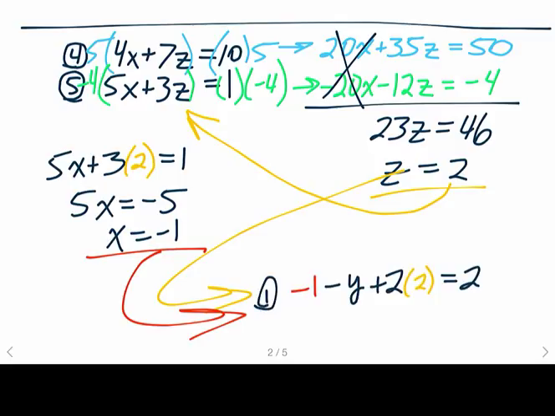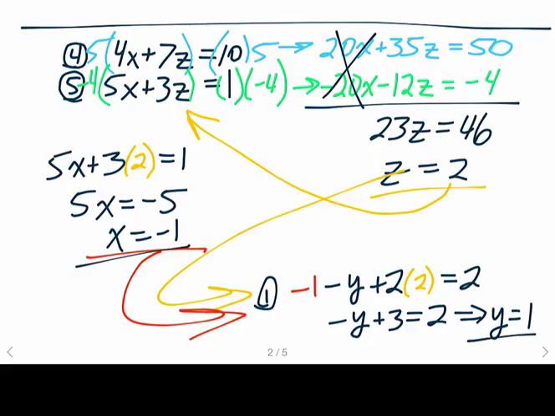So that gives me -1 minus y plus 2 times 2 is equal to 2. Simplifying gives me that -y plus 3 is equal to 2, which then means that y is equal to 1. So now I know what x is, I know what y is, I know what z is.